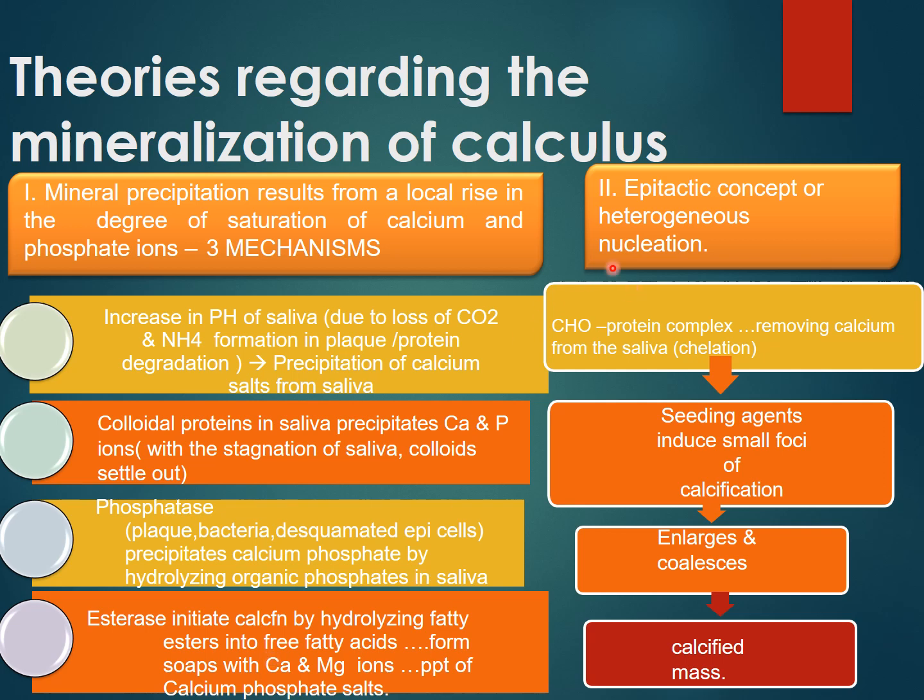Coming to the next theory, that is the epitactic concept. Here, as we said before, calcium is taken from saliva by the salivary proteins through chelation. This calcium and protein complex present in saliva acts as a seeding agent, which will induce small foci, small nuclei of calcification, which get enlarged by layer formation and coalesce to form calcified masses. So this is the second, the epitactic concept of heterogeneous nucleation.